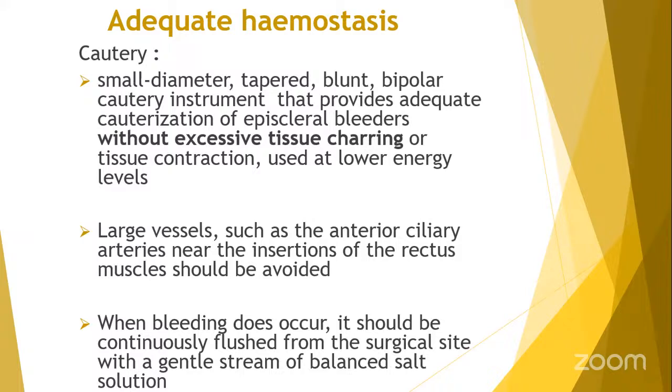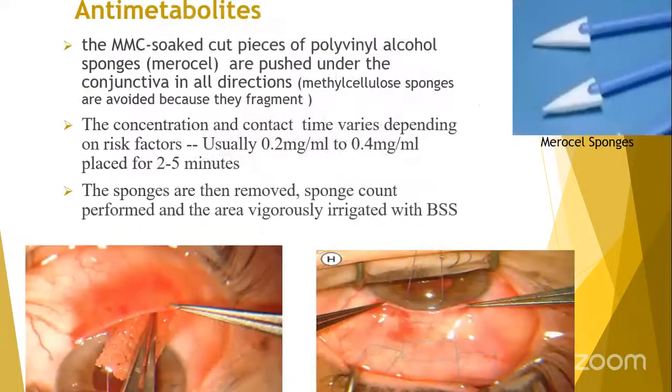Because of tissue contraction, you use a low energy level of your cautery to achieve your hemostasis. You also avoid large vessels such as the anterior ciliary arteries near the insertion of the rectus muscles. You should avoid that, because any bleeding that occurs, you also have to wash copiously, because you don't want bleeding in your site, because that also encourages scarring.